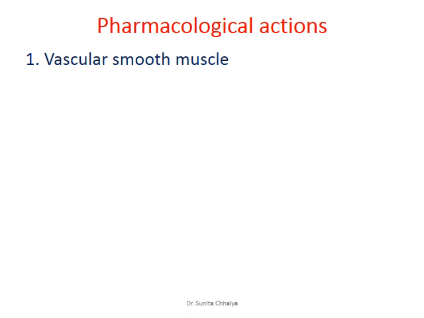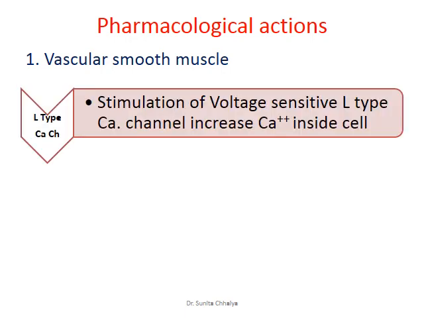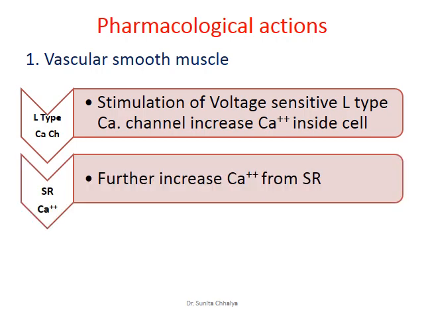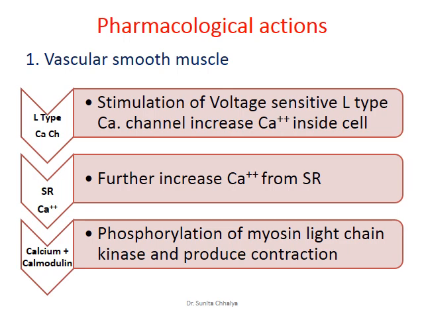Their action on vascular smooth muscle, where the L type of calcium channels are present: stimulation of this channel can increase calcium concentration inside the cell. That calcium can further increase calcium release from the sarcoplasmic reticulum. That calcium binds with calmodulin, and that whole complex phosphorylates the myosin light chain kinase. Phosphorylation produces a contraction of vascular smooth muscle.